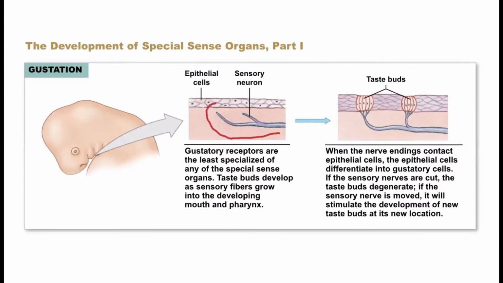Okay, this is a sensory neuron. This is the epithelial cells of your tongue. As they form, these gustatory receptors bind to the taste buds, so that information can be sent back towards the brain so you can determine what you're tasting.